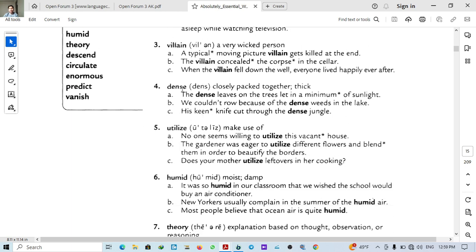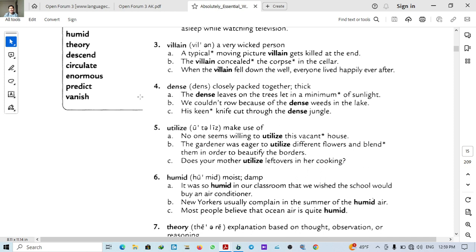And number three, we have the word villain. A villain is a very wicked person, a very bad person. For example, in a typical moving picture, the villain gets killed at the end. The three sentences have been given to you in which the word villain is used.